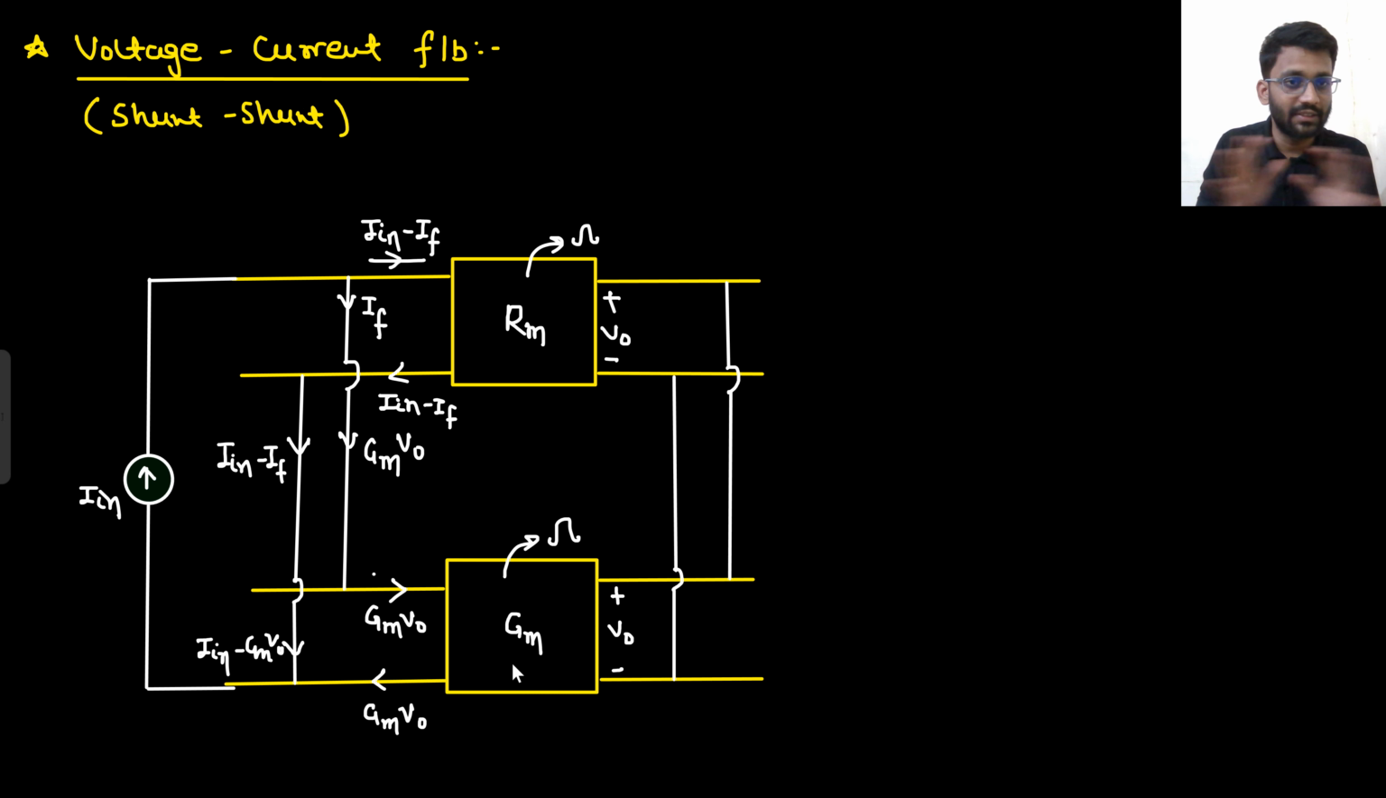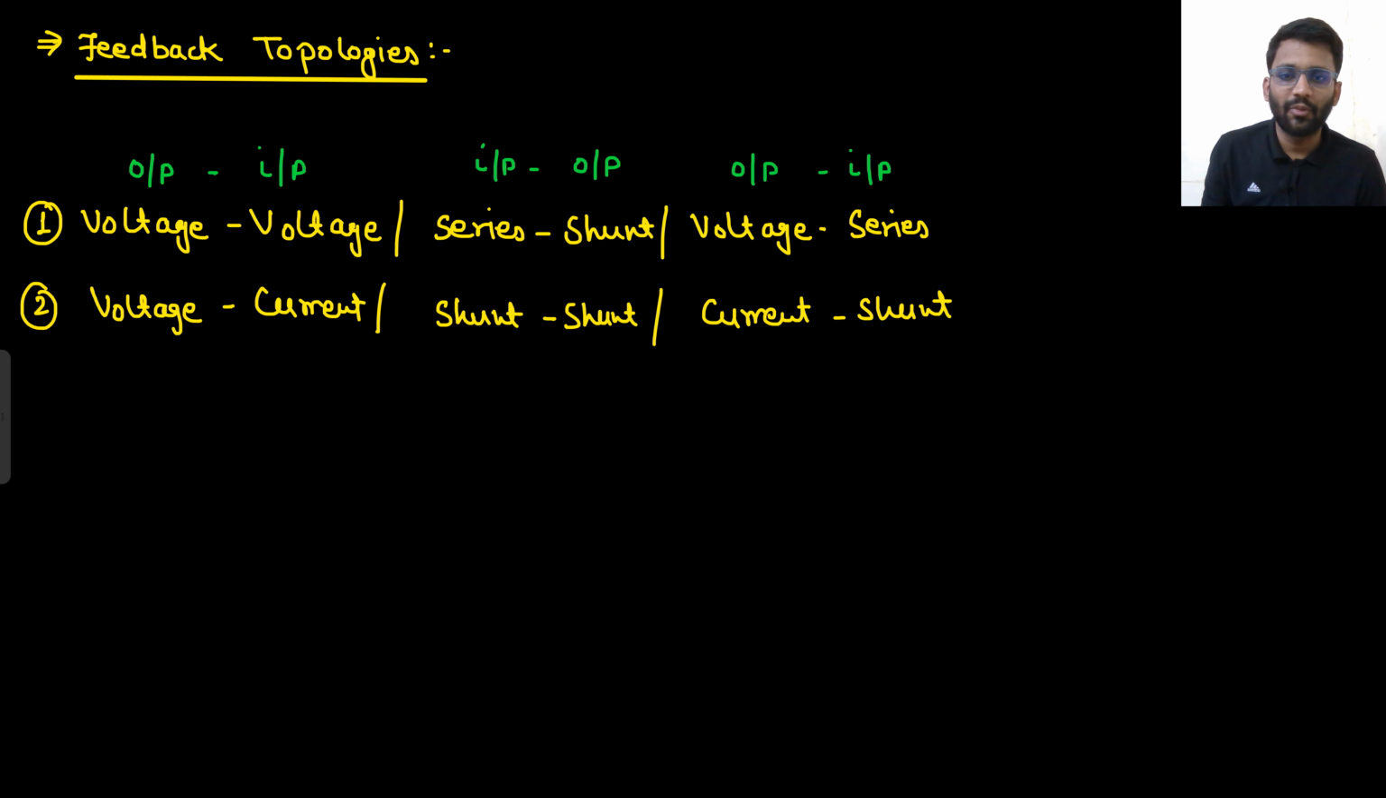Well and good, everything is crystal clear. Current direction is also clear. I in minus IF, the same current is going in, the same current would be going out. GMV naught current is going in, GMV naught current is going out. So I in minus GMV naught current is going here, GMV naught current is coming from here. So this current should be I in. Well and good, everything is crystal clear. No issue with that. So this was the second type of feedback topology.